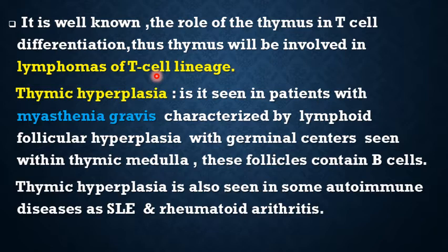Thymic hyperplasia is another reactive disease that develops in the thymus. It is usually seen in patients with myasthenia gravis, and is characterized by lymphoid hyperplasia with prominent germinal centers seen in the thymic medulla, and these follicles contain B cells. Thymic hyperplasia and thymoma are sometimes seen in autoimmune diseases, as in systemic lupus erythematosus and rheumatoid arthritis.